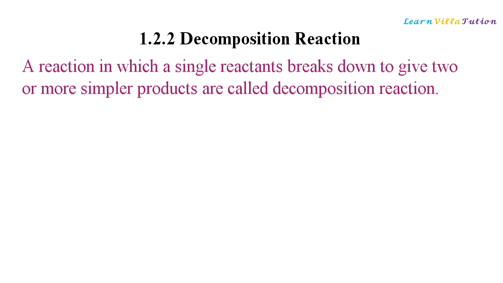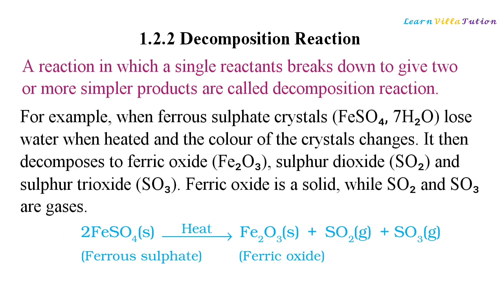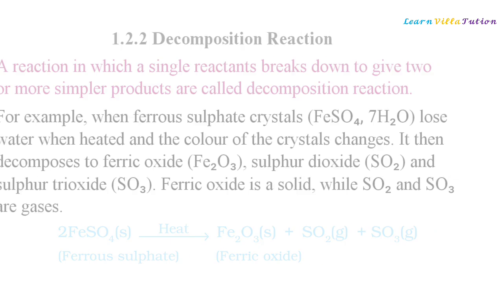Decomposition reaction. A reaction in which a single reactant breaks down to give 2 or more simpler products is called a decomposition reaction. For example, ferrous sulfate crystals lose water when heated and the color of the crystals changes. It then decomposes to ferric oxide, sulfur dioxide, and sulfur trioxide. Ferric oxide is a solid, while sulfur dioxide and sulfur trioxide are gases.